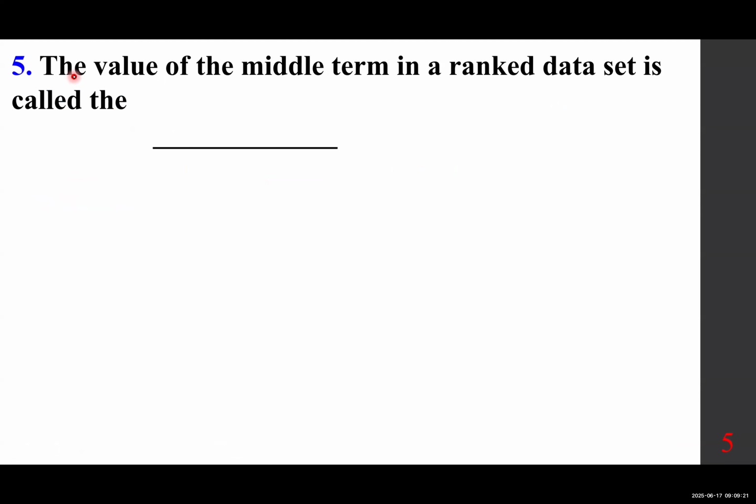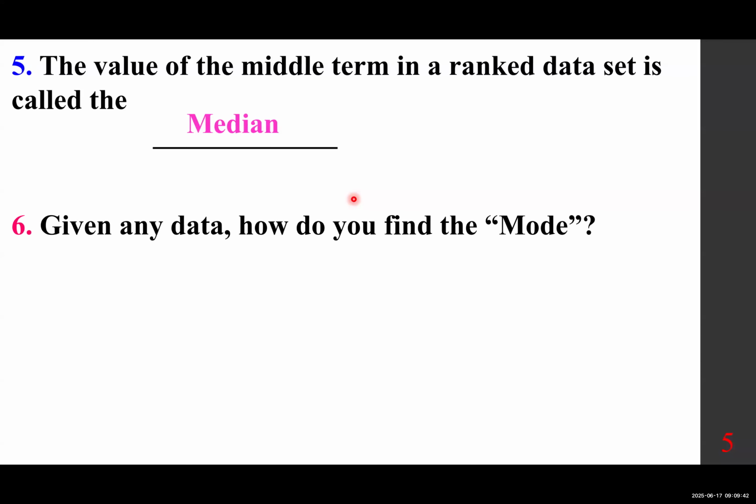The value of the middle term in a ranked data set is called the median, everybody. So you rank them, normally from smallest to largest. You can go the other way around, but from the smallest to largest, the one in the middle is called the median. We'll discuss this further later.